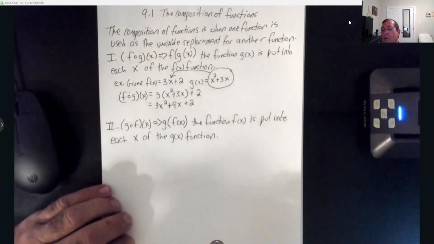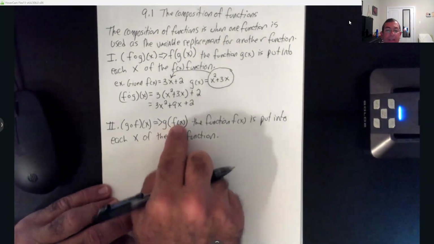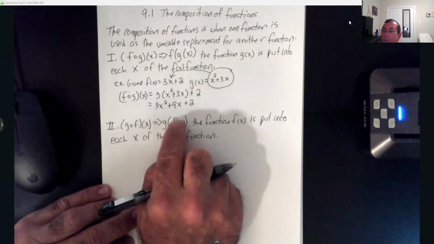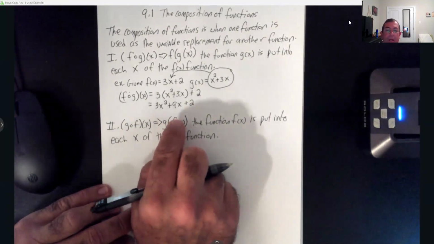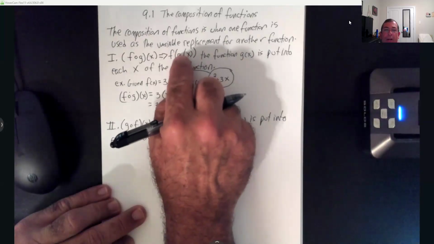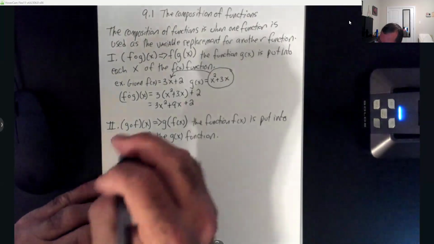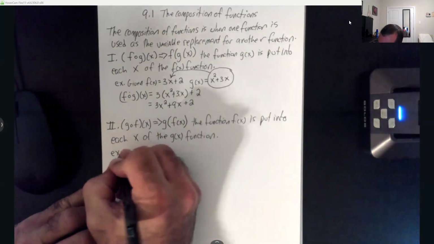And it's almost sort of like doing order of operations. When you write it like this, g of f of x, remember you always start with the innermost parentheses. You can't do nothing there, so you put that into the g. Same thing here. If you can't do nothing here, you put that into the f, okay? So let me show you an example of this.